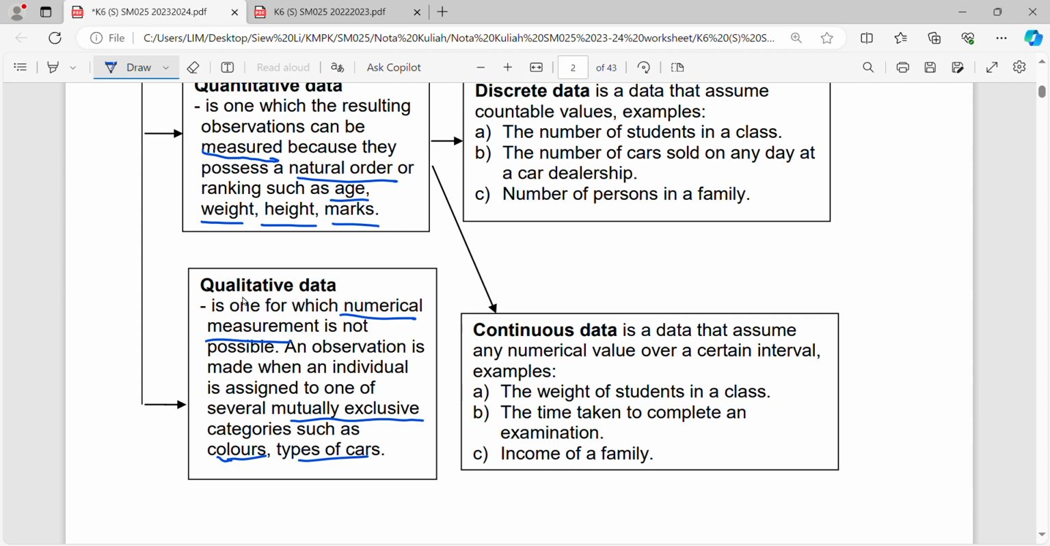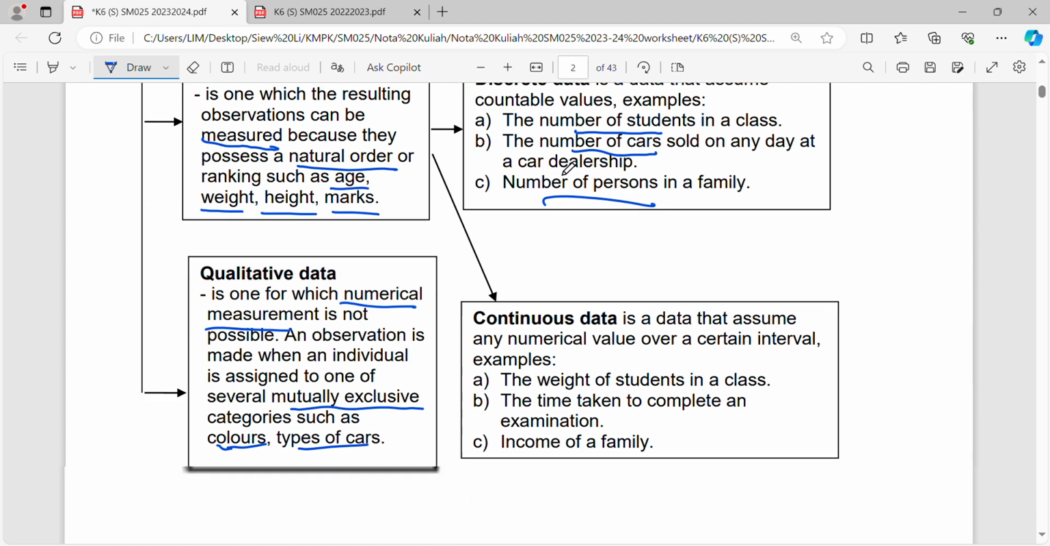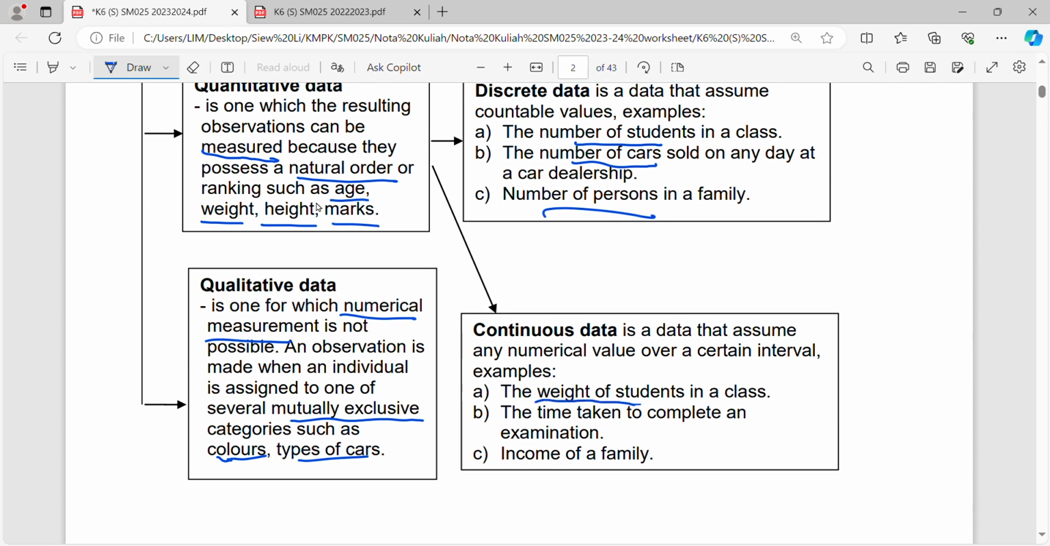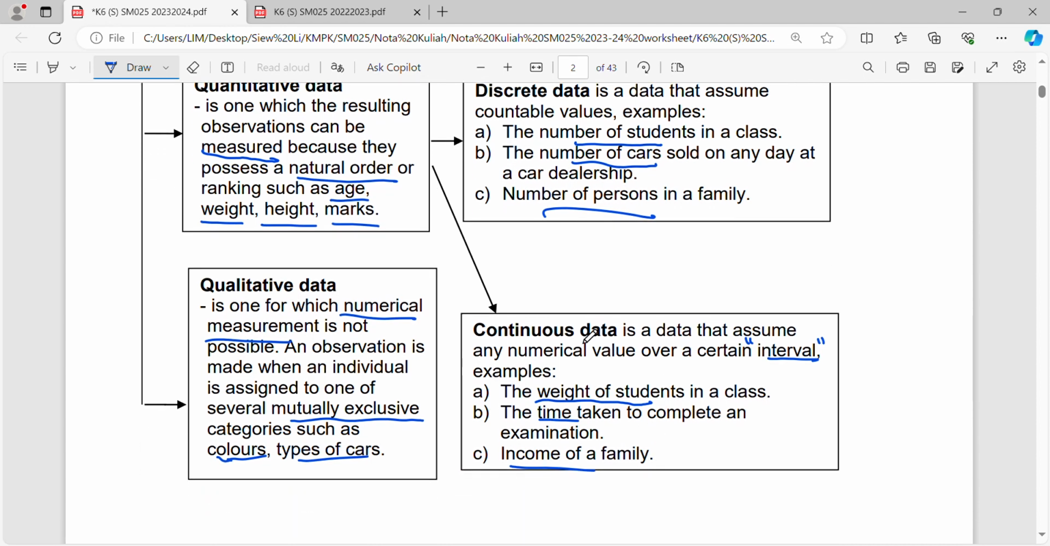Okay, quantitative data. For example, discrete data is like the number of students, countable, number of cars, countable, number of persons, countable. When you come to continuous data in quantitative, it is like the weight, the time, and the income, like an interval. When your data is countable one by one, it will become discrete. When your data is countable in intervals, it will be continuous data.